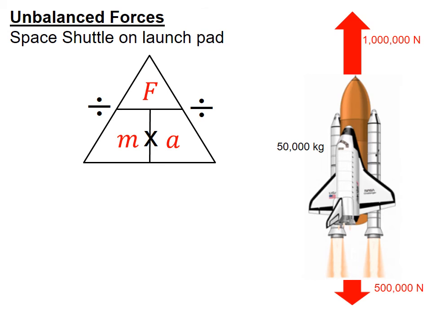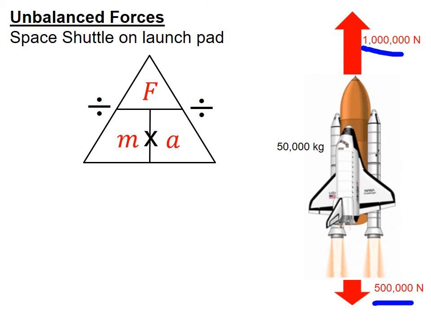Okay, here's another example of using Newton's second law. We can consider the space shuttle on its launch pad. Now at first the space shuttle is stationary on its launch pad, and then we fire up the engines and it launches upwards. We therefore need a larger upward force than we do downward force, and you can see here the unbalanced forces. We've got 1 million newtons going up at the top here, and we've got 500,000 newtons. That's the weight of the space shuttle pulling it down. These are large numbers. The space shuttle was a very large vehicle.